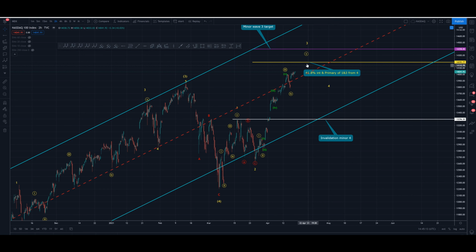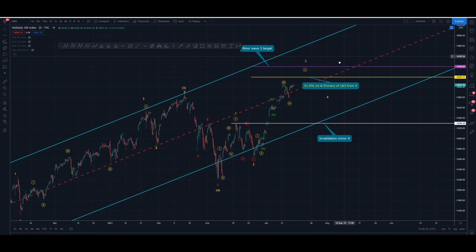13,296.30. If we were to top at this 61.8% confluence here and then break down out of this channel and take out the invalidation point for minor wave 4, that would be a pretty strong sign that the market's topped or a major wave degree has completed up here, and we would have to reconsider what's going on. But in the meantime, things still look bullish. So that's how I see the Elliott wave count for the moment.